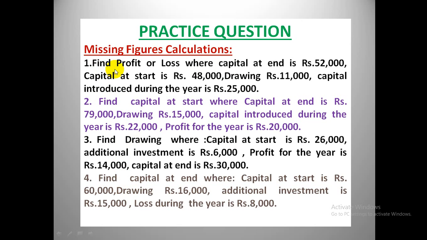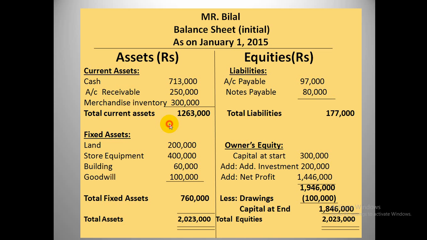The first part is to find out profit or loss when capital at end is given, capital at start is given, drawing is given, and capital introduced during the year is also given. Capital introduced during the year means additional investment. This is another word which we can use in place of additional investment. So let's see how to deal with these types of questions.